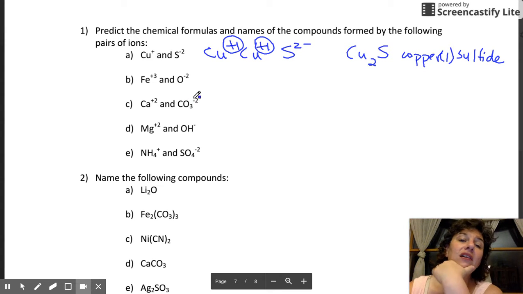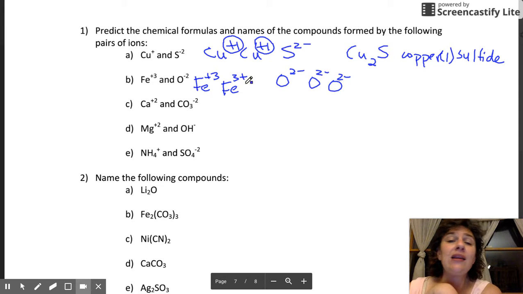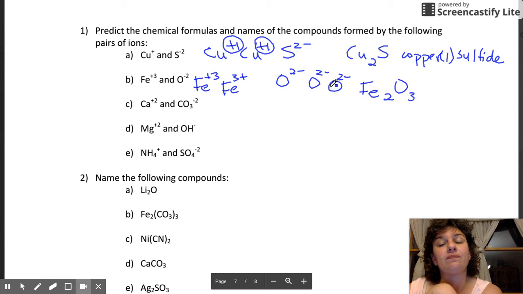Okay, so now we have iron and oxygen. So we have Fe, and each one of these is +3. And we have O with a 2 minus. So this is a little bit difficult. If we add another O with a 2 minus, we only have 4 minuses and we have 3 pluses. Let's add another Fe with a 3 plus. Now we have 6 pluses and only 4 minuses, but if we add another 2 minuses, now we have 6 minuses and 6 pluses. So we say that we have Fe2, because there are 2 of them, O3, because there are 3 of these.